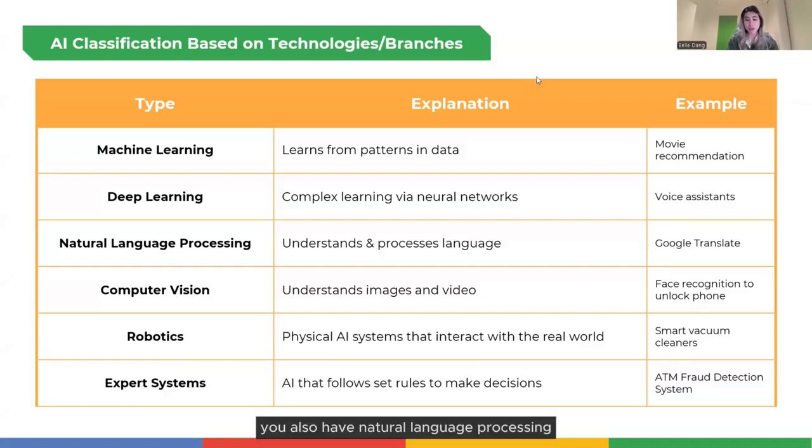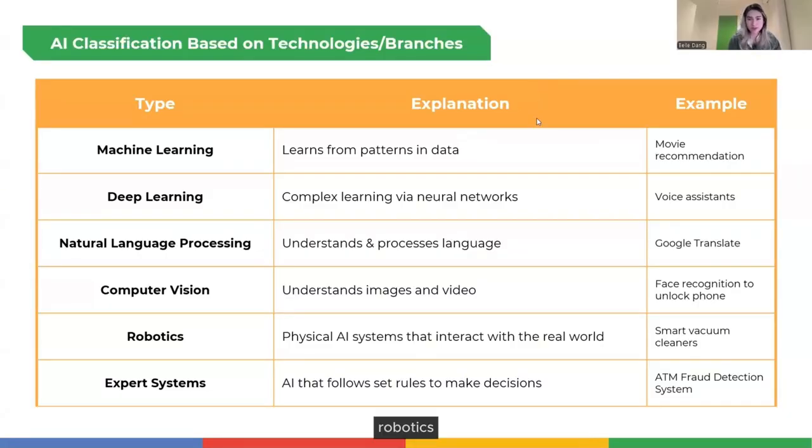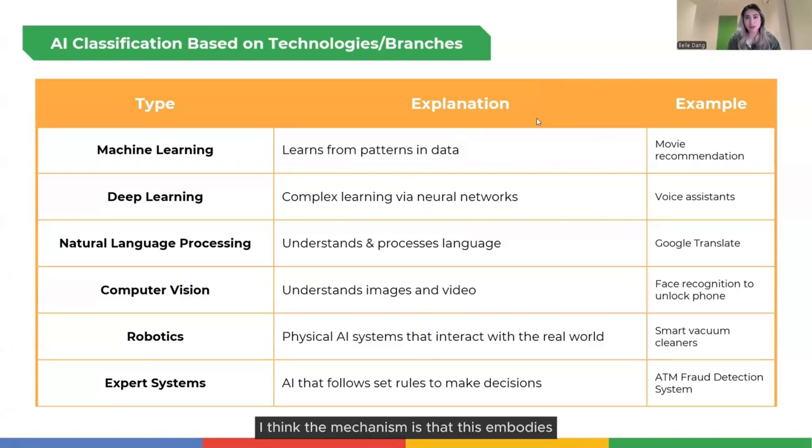You also have natural language processing, which is the base power of generative AI. These technologies enable computers to understand and generate human-like language. As examples, Google Translate, but also GPTs. Computer vision allows machines to interpret visual data, such as images, like facial recognition for unlocking your phone. Robotics, I think the mechanism is that it embodies a physical form, but it can have an AI system underneath that enables it to interact with the real world.